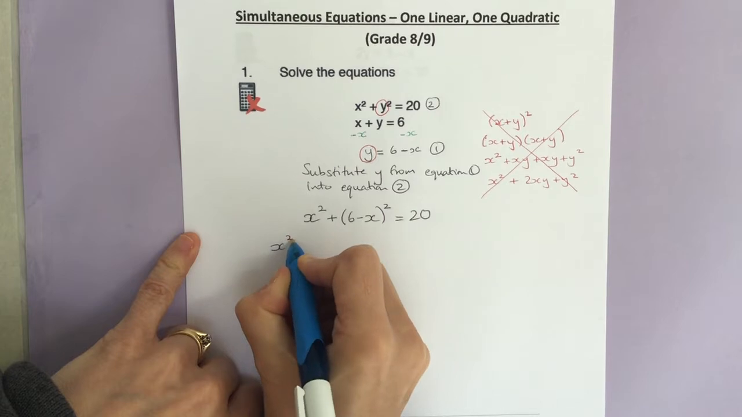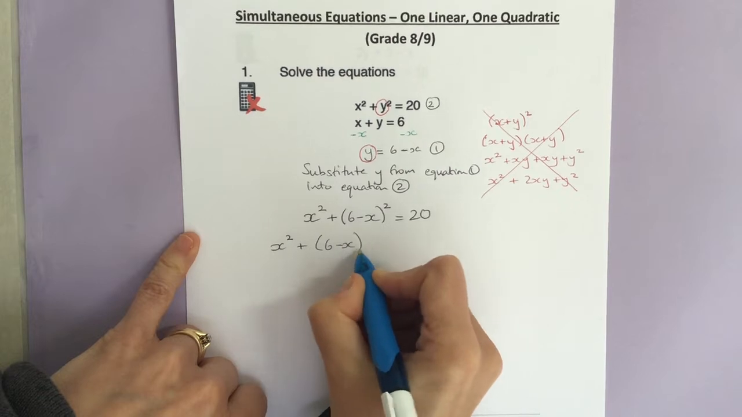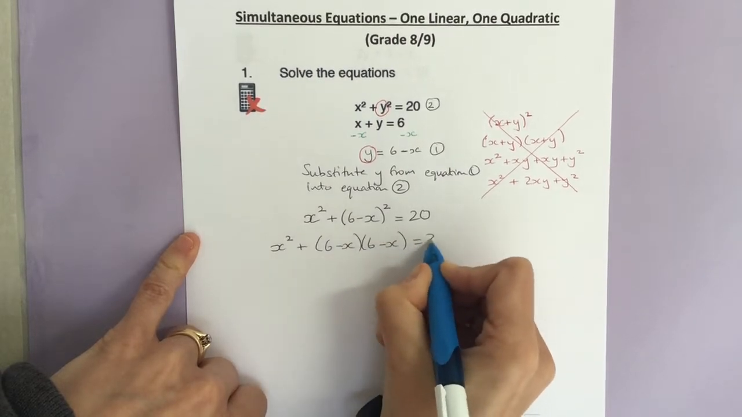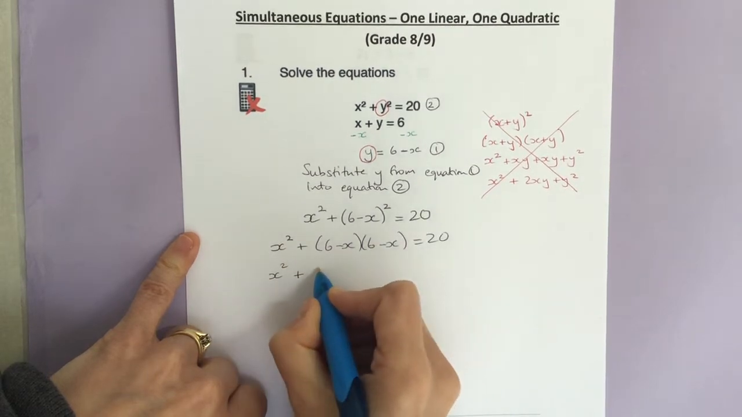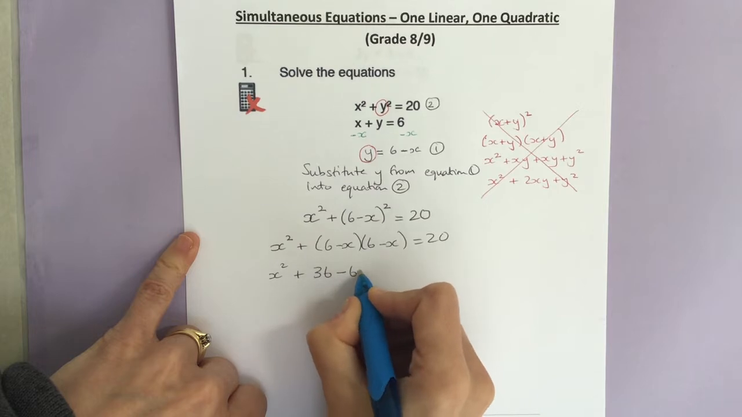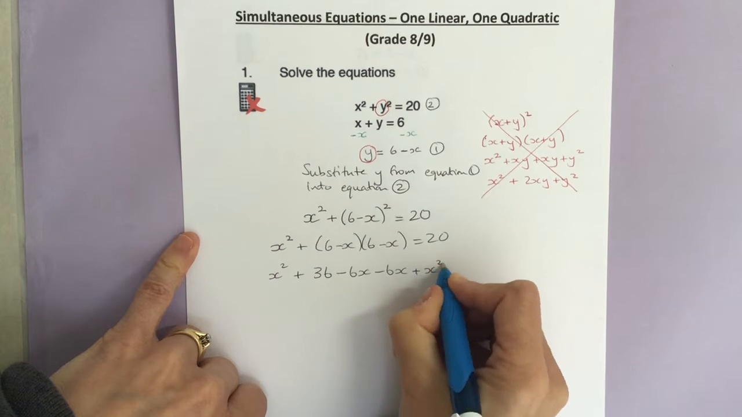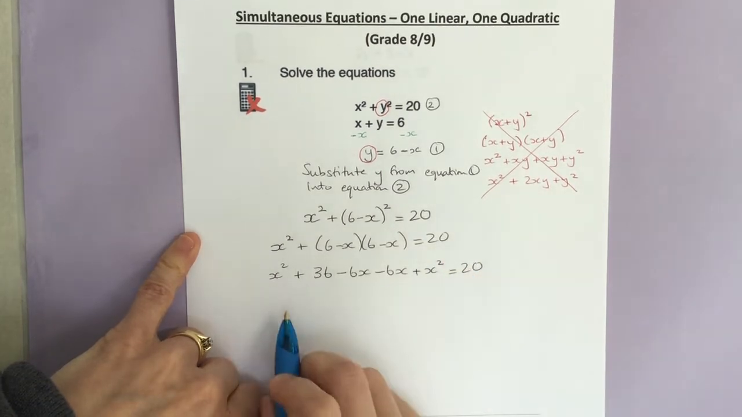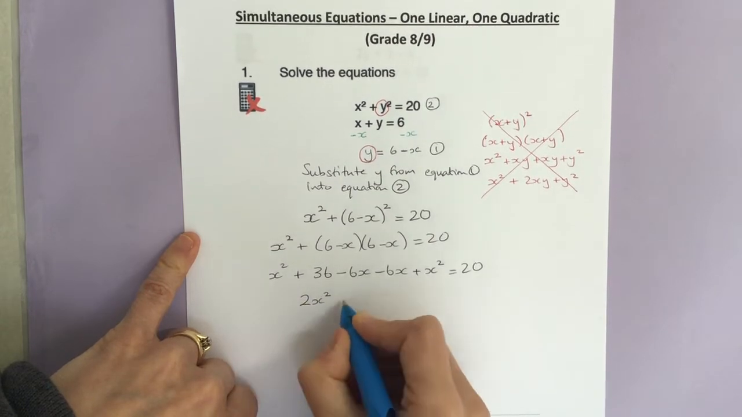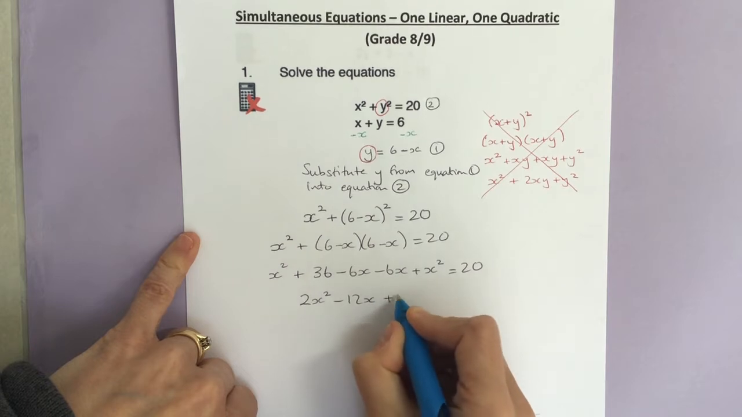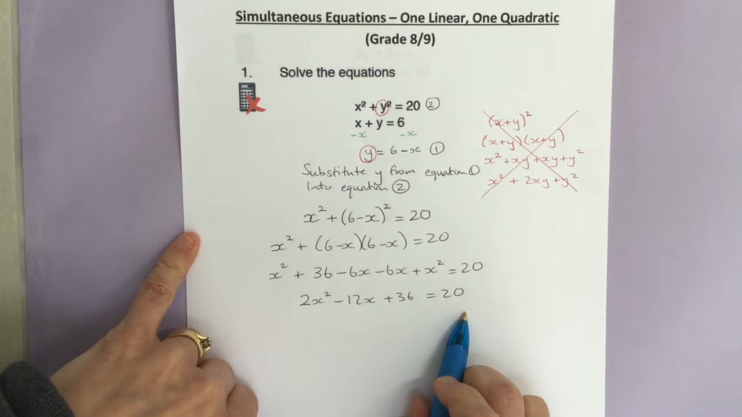So let's simplify this. So (6 minus x) all squared, so 6 minus x times by itself. So some FOIL rule to do here, some expanding, so let's leave that x squared there. 36 minus 6x minus 6x, minus times minus is a plus, so plus x squared is equal to 20. So now let's collect some like terms here, so x squareds, there's 2x squareds, minus 12x, plus 36 is equal to 20. And this now, hopefully, you definitely recognise as a quadratic equation.